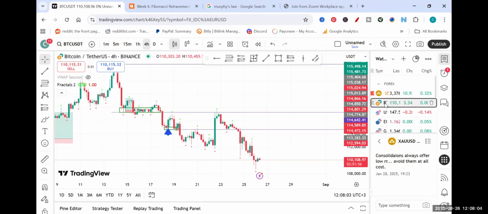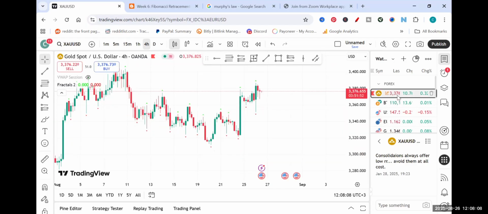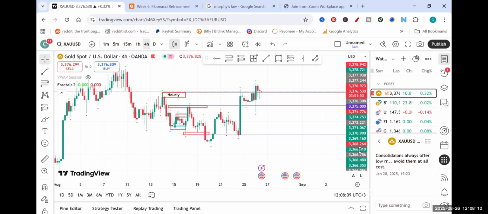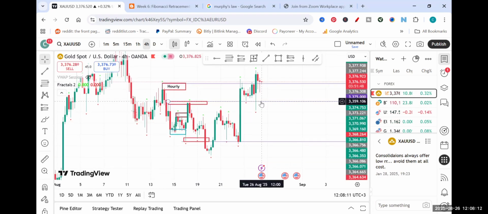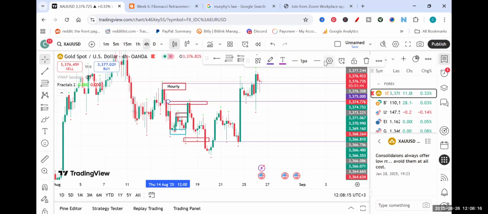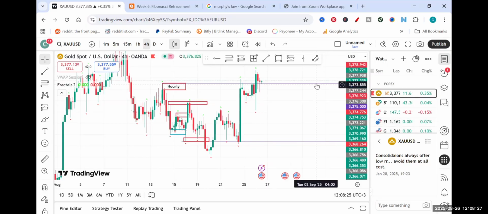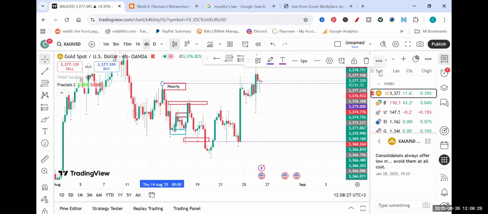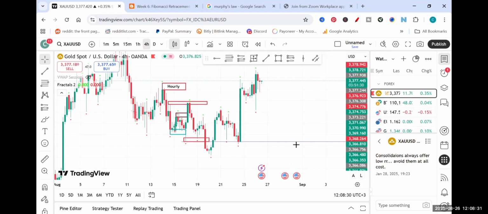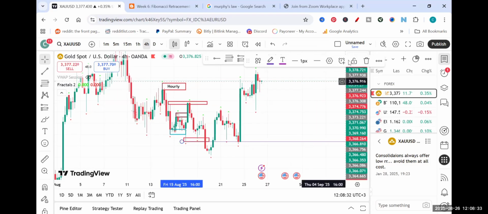I want to look for a chart where I've already drawn levels, so that I just bring them back on. So like this one, I want to hide it. Let me use gold. Let me hide. I want us to use this so that when we come back, we just bring them back on.